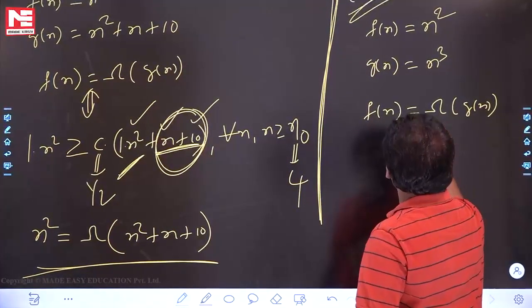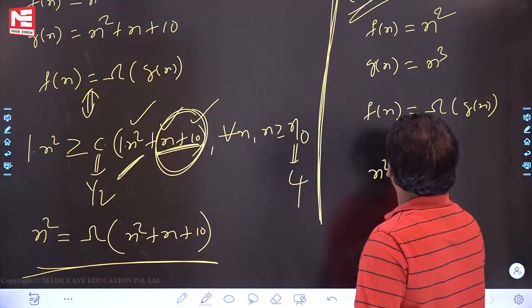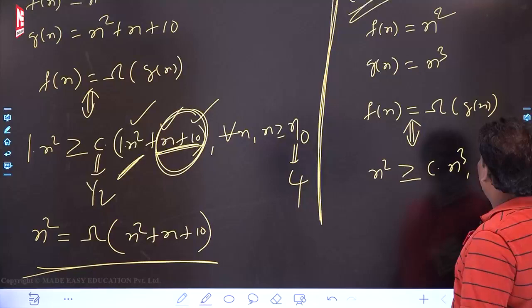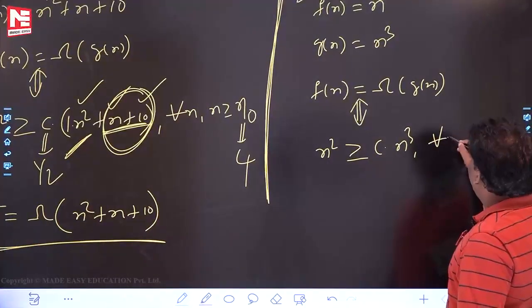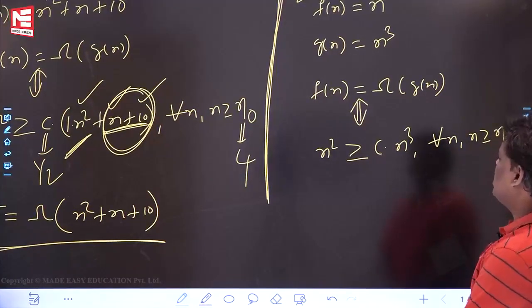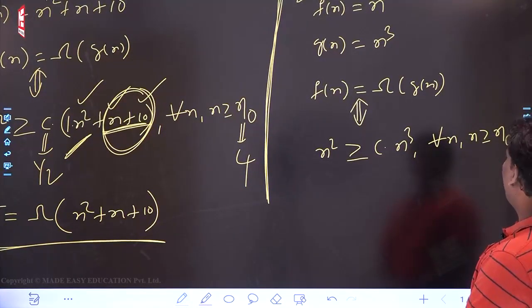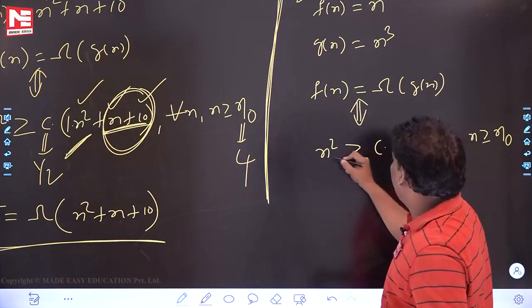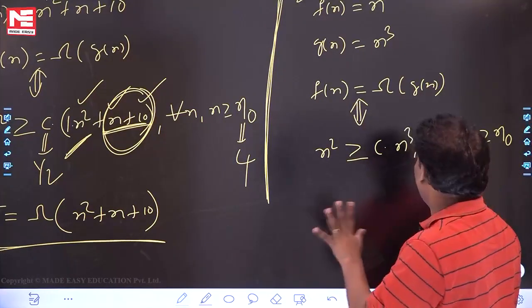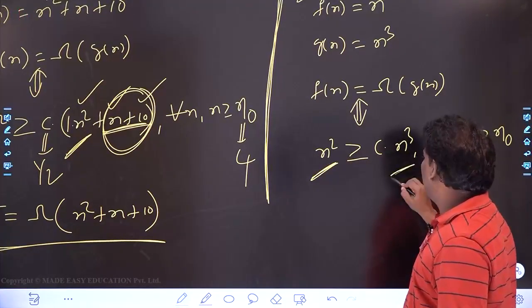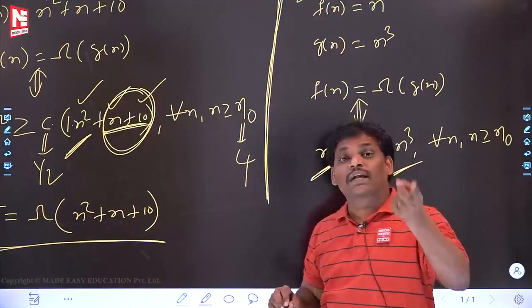If you want to prove it, what do you have to satisfy? You have to satisfy n square greater than or equal to some c into n cube, for all n where n is greater than or equal to n0. That is fine. It is n square and c into n cube. Everything is perfect. Let me check here. Can you help me? Left is n square, right is n cube.